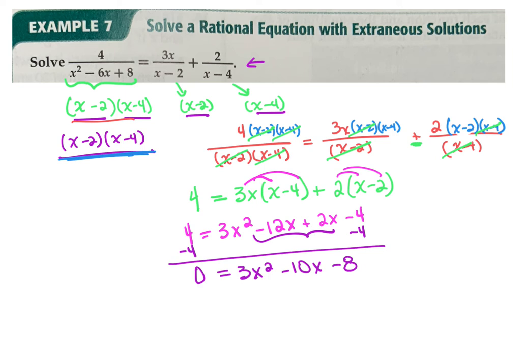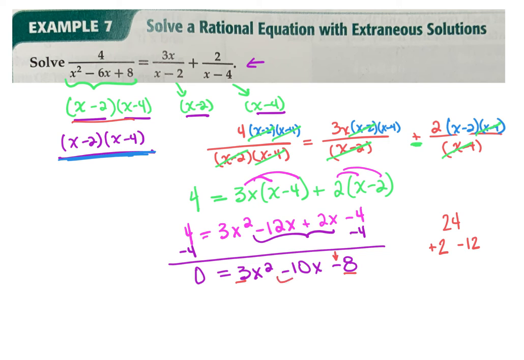If you remember how to factor, I take my 3 times my 8. That gives me 24, right? Factors of 24 that subtract to give me negative 10. So 2 and 12 will give me a 10 if I subtract. Which one needs to be negative? I need a negative 10. Negative 12, positive 2, okay?